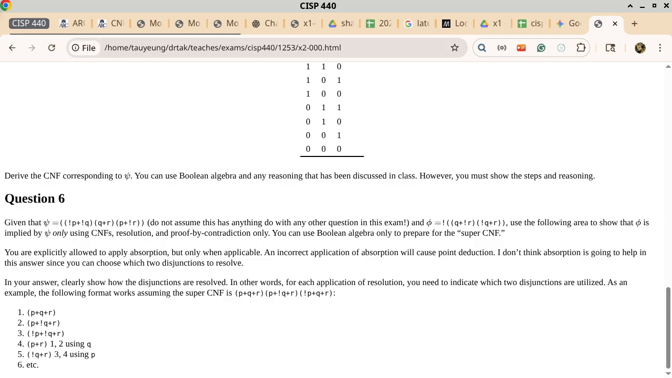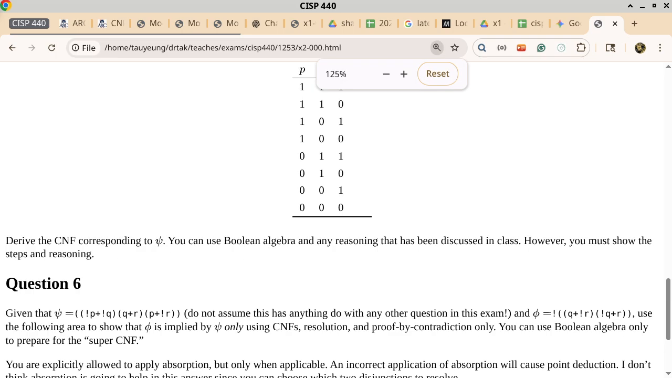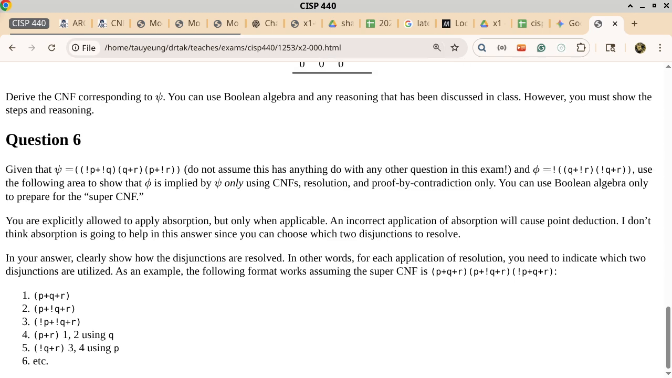Okay, so this part here. Question number 6 is asking basically the same thing. We have psi looking like this, and then we also have phi looking like this. So the question is, can we use resolution to find out whether phi is implied by psi? Do you guys want to work on this, or do you want me to work on it?